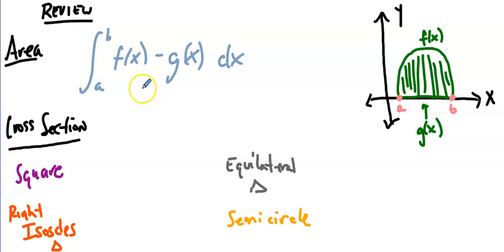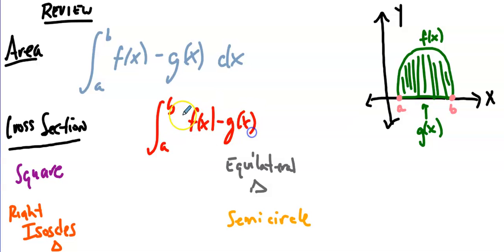Awesome, fantastic. I put these two together because for cross sections, what you're going to do is also integrate from a to b. And you're going to do f of x minus g of x, and you're going to quantity square that, dx. And then you're going to have some value of k, some value k over here.